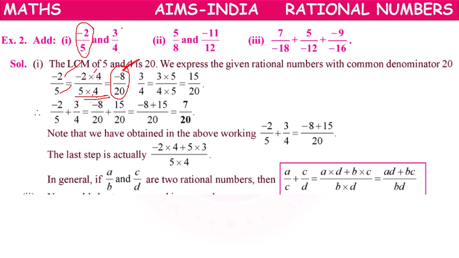Now 3 by 4. How to turn it to 20? 4 fives are 20, so both numerator and denominator are multiplied by 5. 3 fives are 15, 4 fives are 20. So 15 by 20. Now instead of the given rational numbers, we will take the changed, revised rational numbers. Now they have a common denominator 20. So the sum of numerators, minus 8 plus 15, by the common denominator 20. Minus 8 plus 15, how much? 7. 7 by 20.